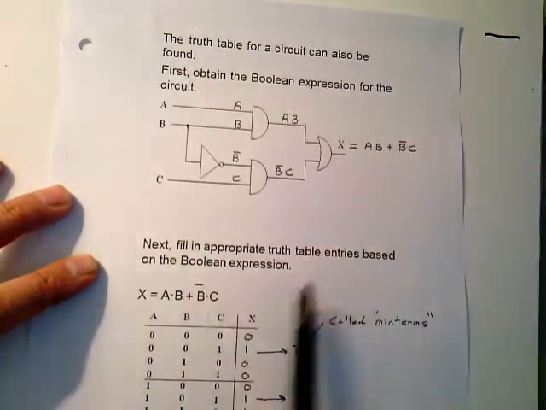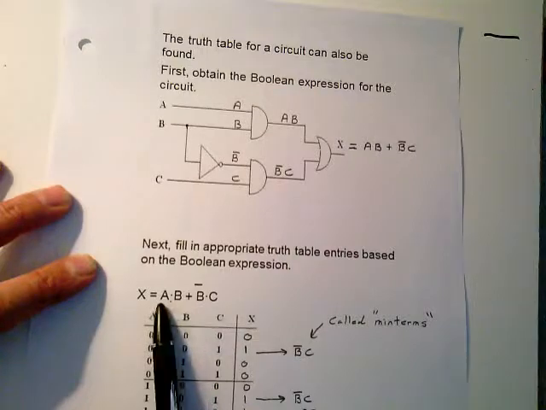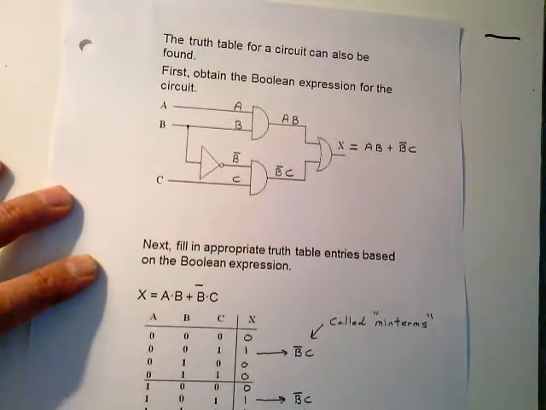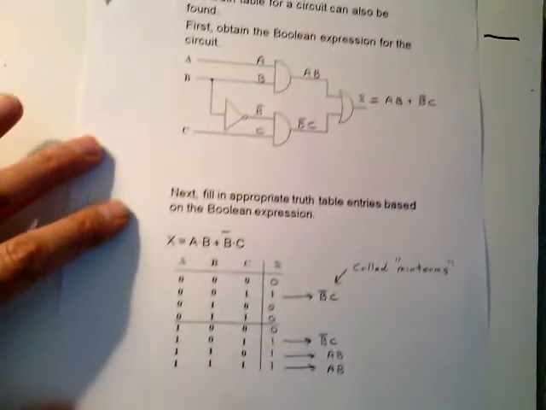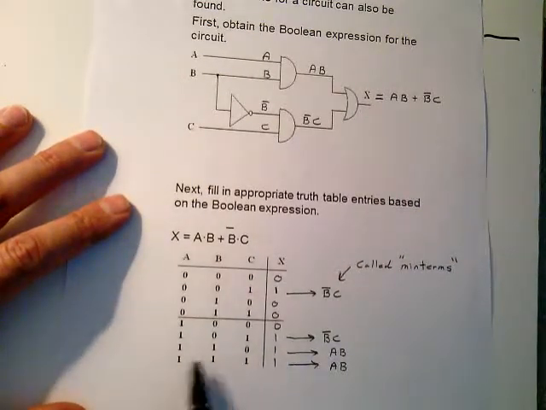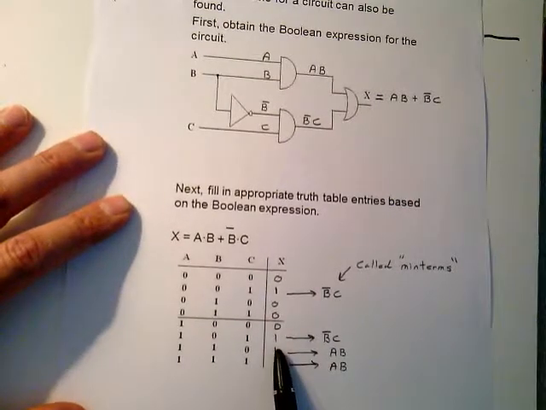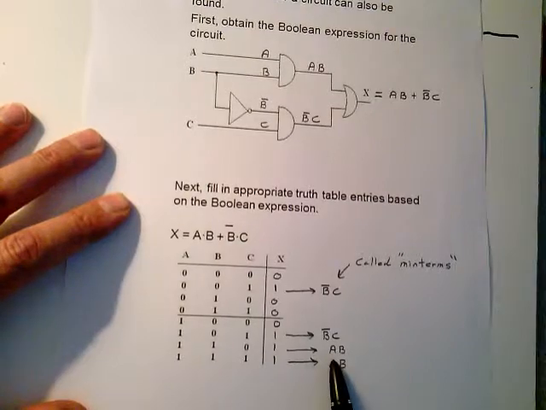You look at the Boolean expression here, and this says you get an output when A is high and B is high. That's A, B. Well, A and B are both high here, you get an output. A and B are both high here, you get an output. A and B are both here, you get an output. So these minterms are ones because of the A and the B.